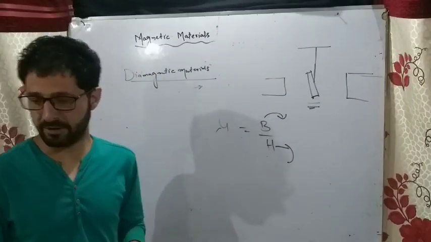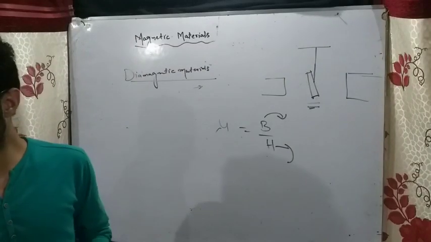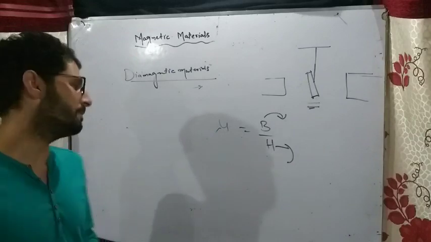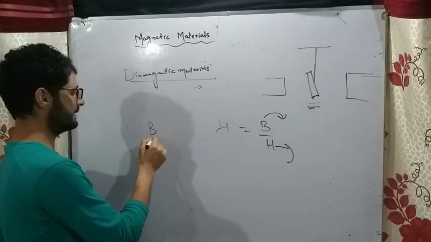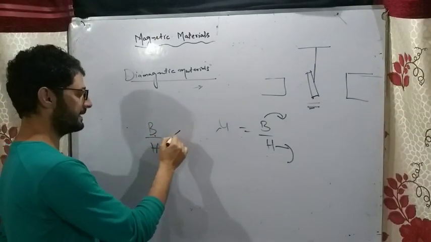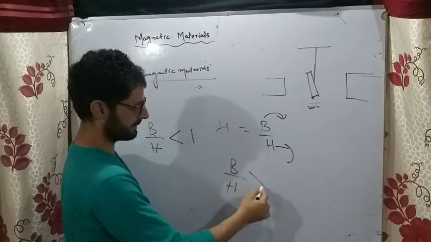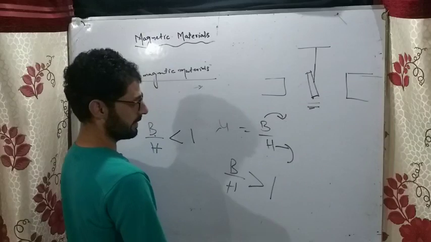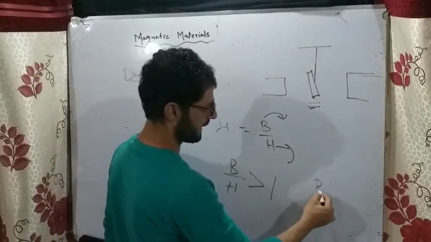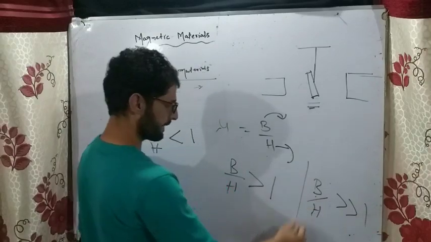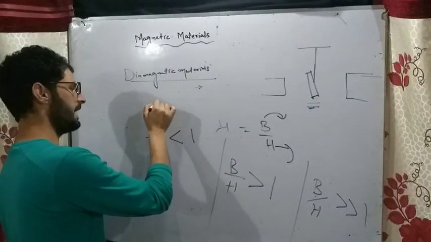In the case of diamagnetic materials, their permeability is always less than 1. B by H for diamagnetic is less than 1, B by H for paramagnetic permeability is greater than 1, and B by H for ferromagnetic is much greater than 1.